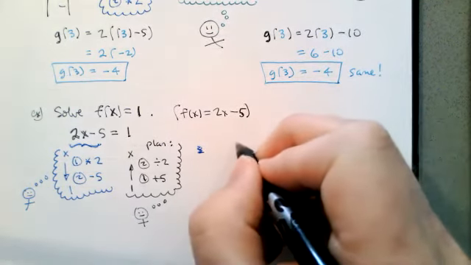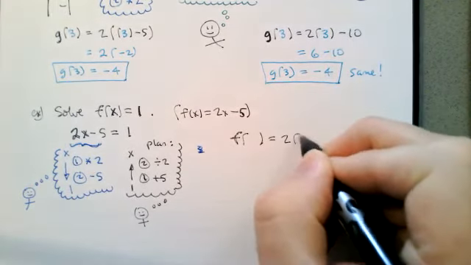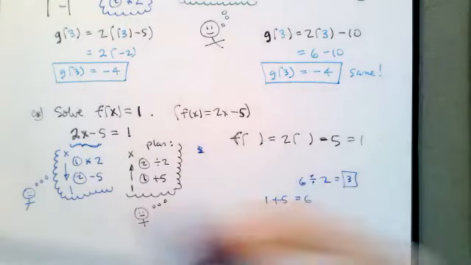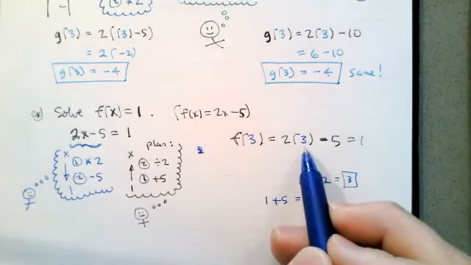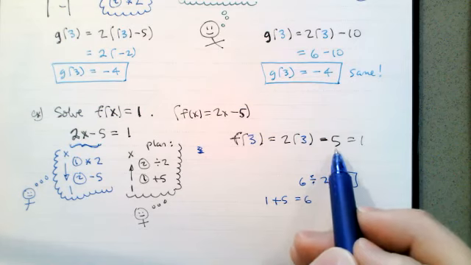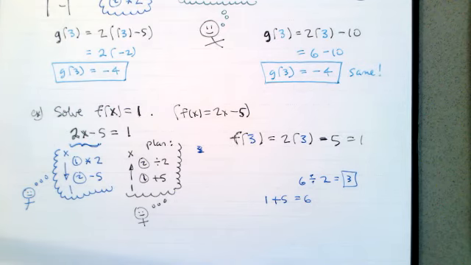When we write f of 3 is equal to 1, that means 2 times 3 is 6. 6 minus 5 is 1. So going backwards, 1 plus 5 is 6, divided by 2 is 3. This is the way I want us to read equations.